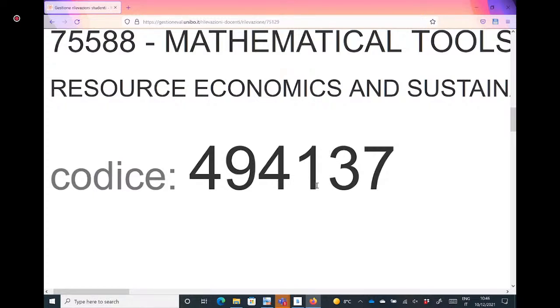Do you all have the code? Okay, let me write it in the chat. I write the code in the chat, so that should be enough. Okay.